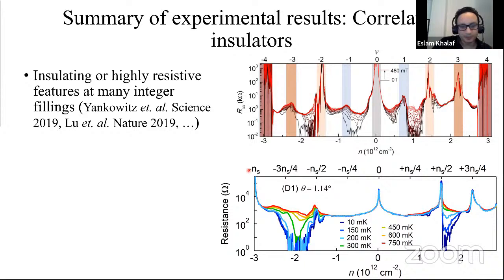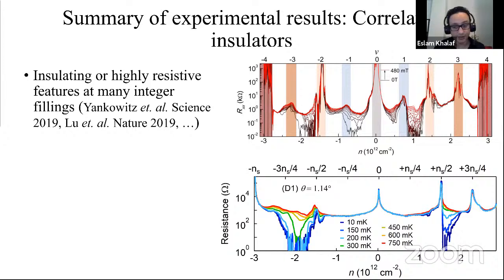One issue is that these different experimental settings didn't all agree on which integers exactly show the insulating behavior. So for example, here there is a strong insulating peak at neutrality, while not all other experiments see it. But the main robust finding is that there is a tendency for insulating or highly resistive states at integers, and that particularly the insulators at half filling, at filling of two or minus two, seem to be the most robustly reproduced ones.